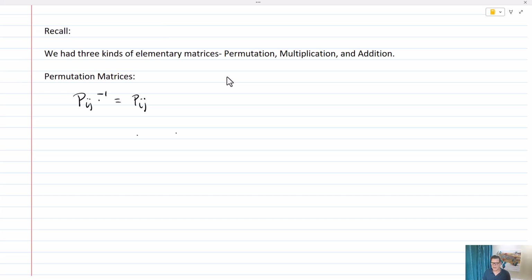So it is its own inverse, and it makes sense. If I switched rows 1 and 3, and I wanted to switch rows 1 and 3 back, how would I do that? Well, I would switch rows 1 and 3 again. I'd do the same thing.